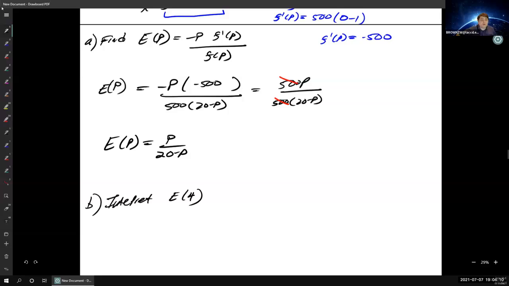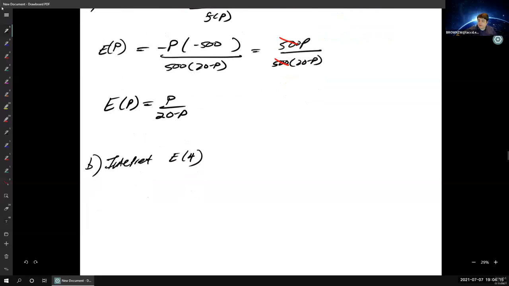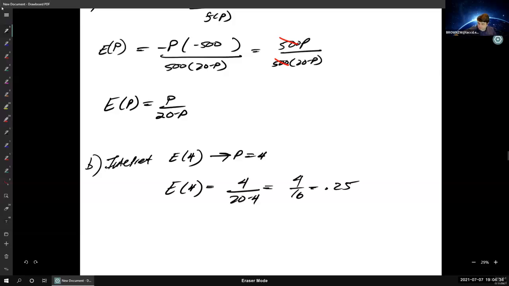If you plug in a number, what does this actually tell us? So, interpret E of 4. First of all, we'll plug it in. E of 4 is just saying P equals 4. We're just going to plug that in. So that'll be 4 over 20 minus 4, so 4 over 16, which will give us 0.25.